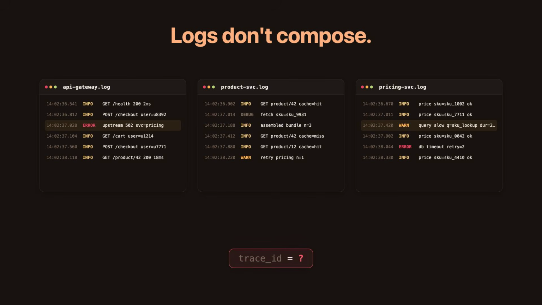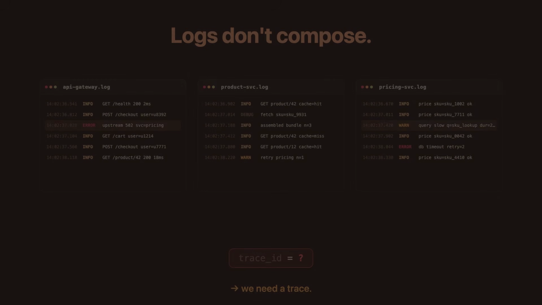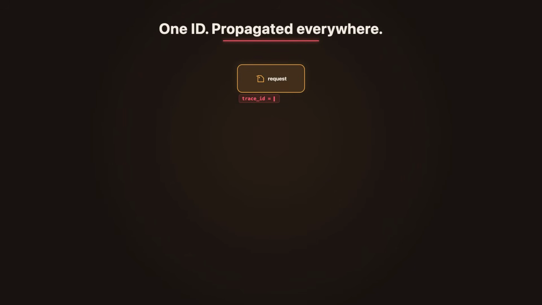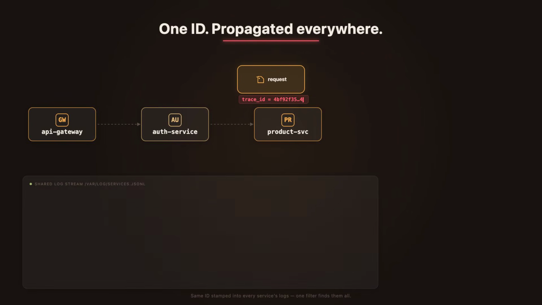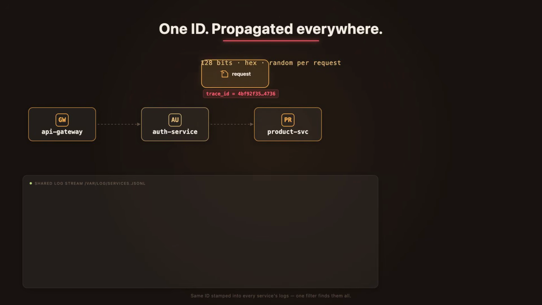What we really need is a way to say, these log lines, across every machine, every service, belong to the same request. We need a shared identity that travels with the work. That identity is called a trace. Here's the core trick. The first service to see a request generates a random, unique identifier, the trace ID, 128 bits, usually written in hex.